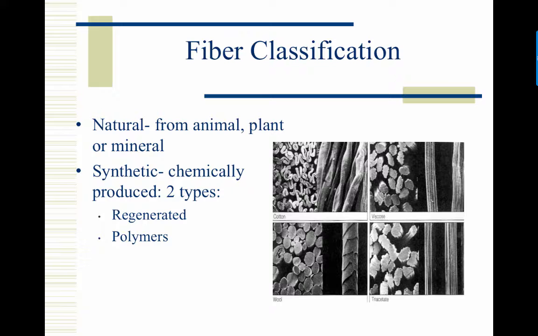Until the 19th century, only plant and animal fibers were available to make clothing and textiles. Today, however, half the fabrics that we wear are synthetic. Synthetic fibers are man-made fibers that are chemically produced. They are further broken down into two types, regenerated and polymers, which we will discuss later.